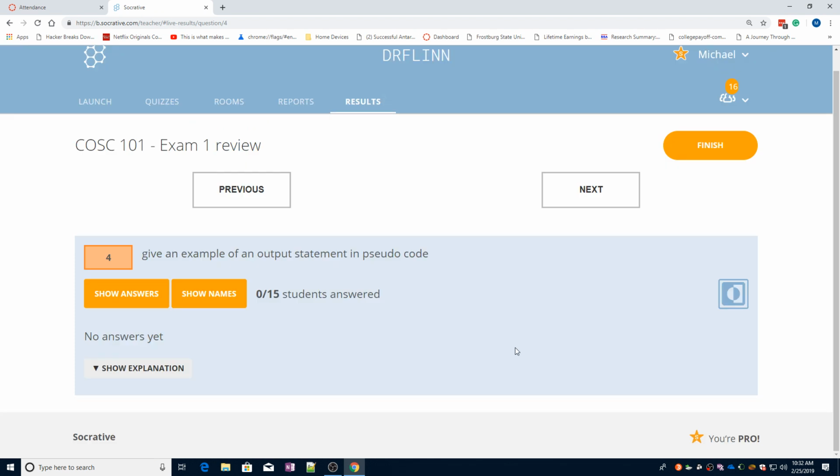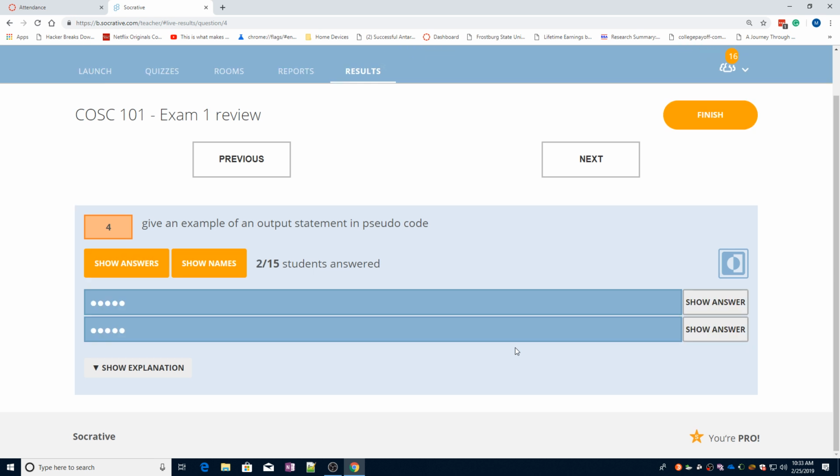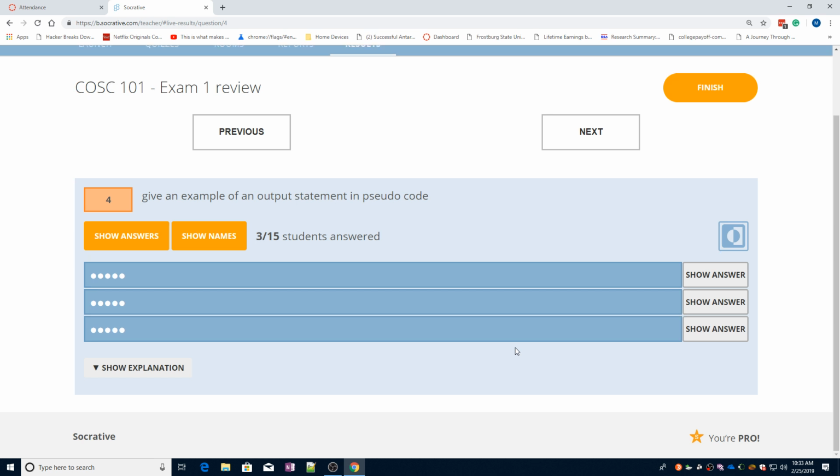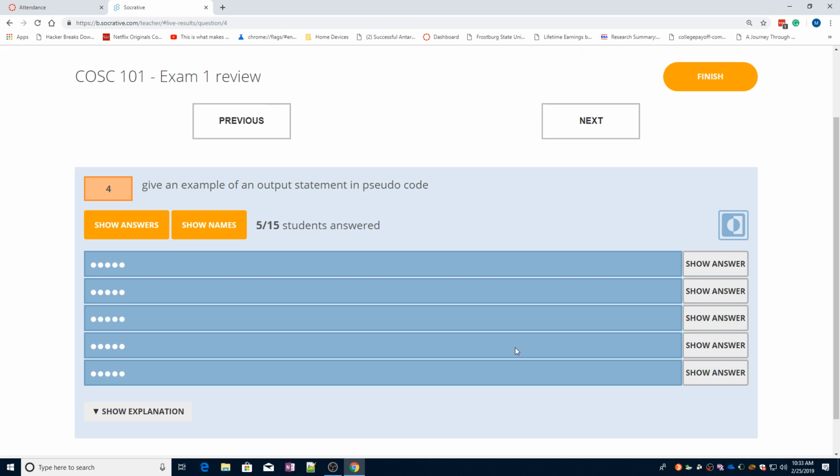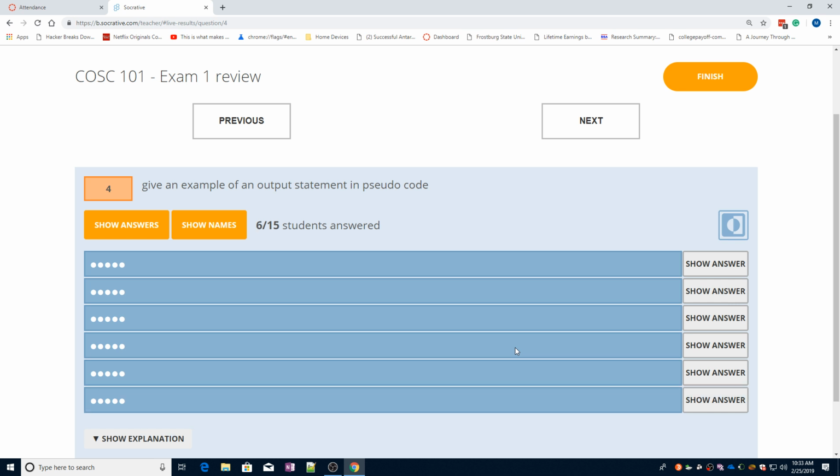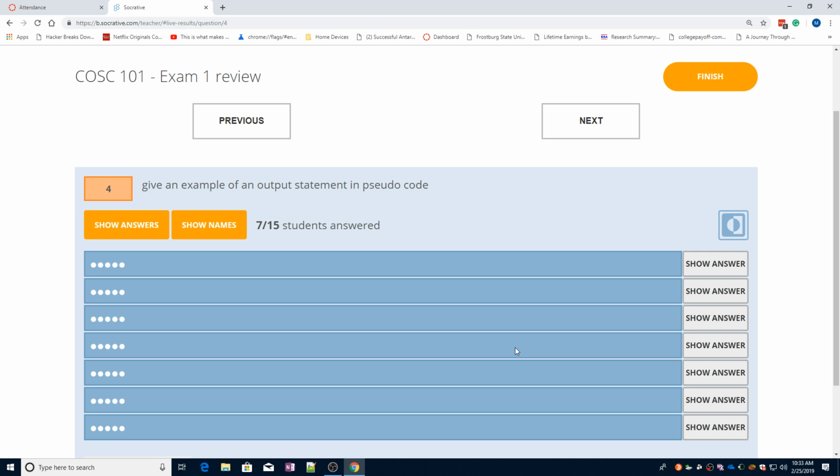All right, next. Give an example of an output statement in pseudocode. I'll give you 30 seconds on this one. Go. Example of an output statement in pseudocode. Ten seconds. 5, 4, 3, 2, 1, and please stop, whether you have it in or not.